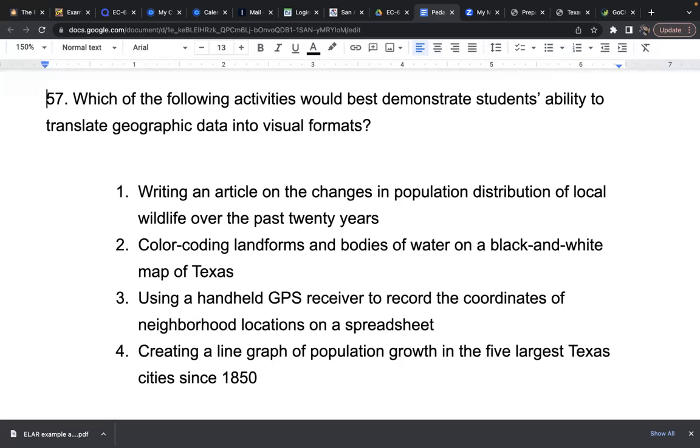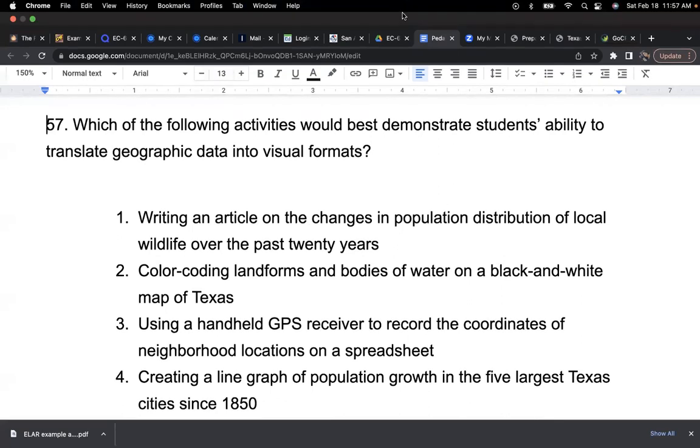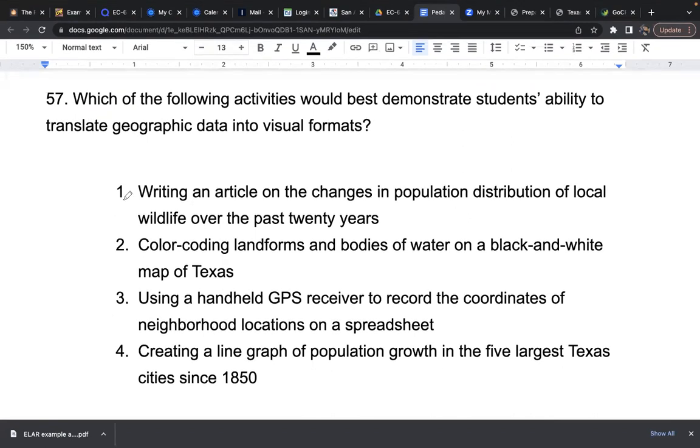Number 3, yeah, a spreadsheet is not a visual. So number 3 is out. Number 1. Tell me why number 1 is not it. Because it's an article and they're writing. That's not a visual format. What else? Number 2.